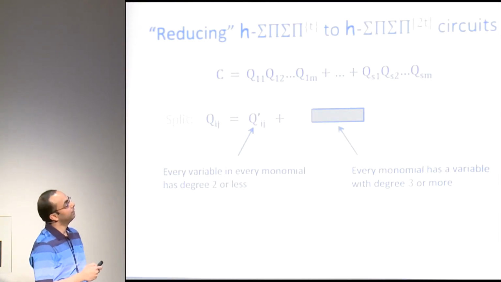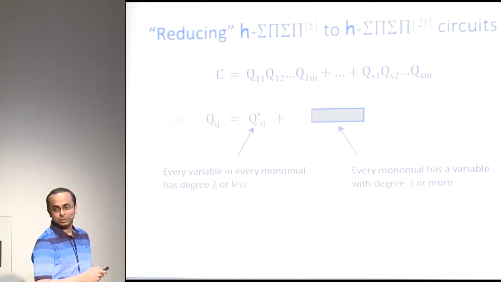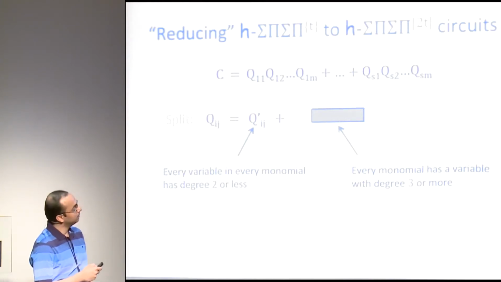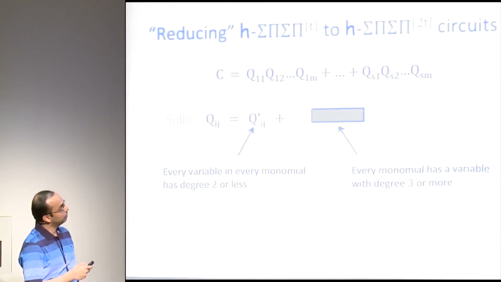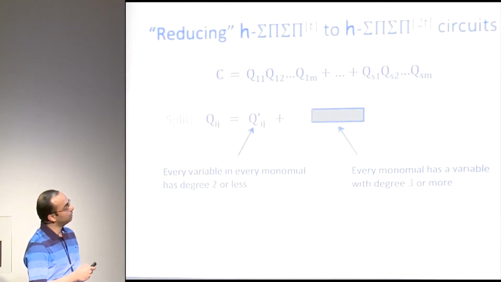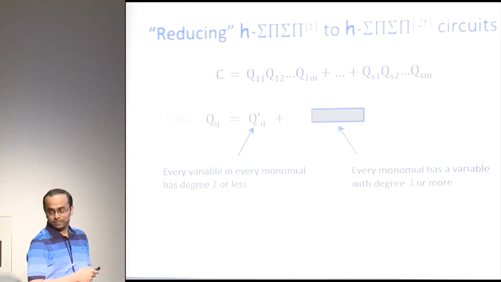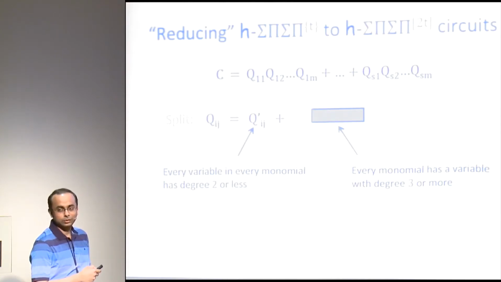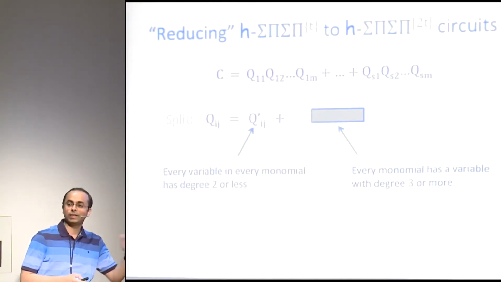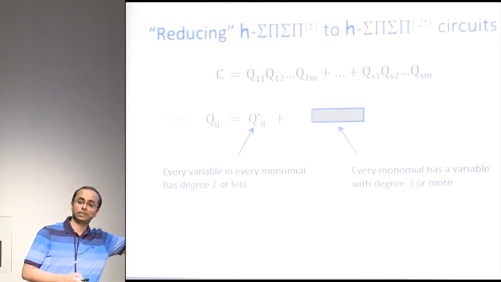You split every Qij into a good one, which has small degree, and the bad one, which has high degree. How do I split it up? I restrict this Q prime to monomials where every variable has degree 2 or less. Now you could ask me, why are you retaining degree 2 things? You could have said, retain only the multilinear monomials. We'll see. The point is I'll have to derive next, and then the projection comes.